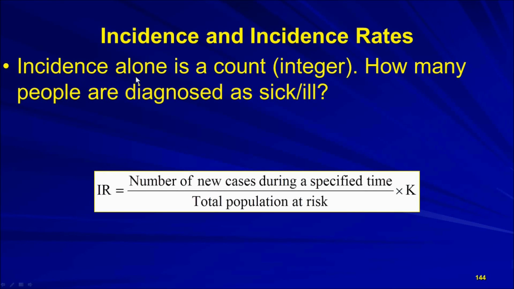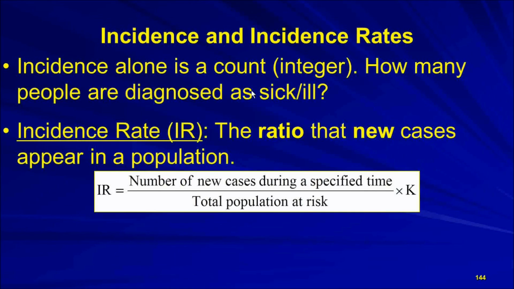If I say incidence, you're going to count. That's all you're going to do. You're going to count people. Okay? Now, an incidence rate is a ratio, and I'll talk to you more about that ratio as I mentioned, but the ratio that new cases appear in a population. So when I mean incidence, I mean a brand new case first identified.